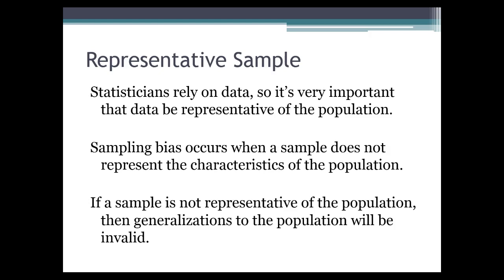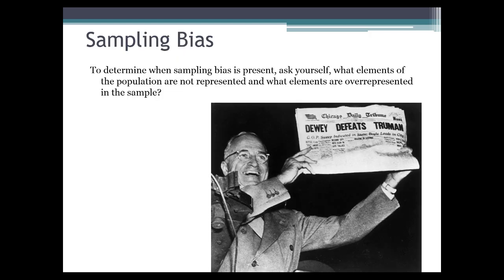Sampling bias is when you have a sample that is not representative of the population. If you have a sample that's not representative, then any inferences you want to make are not going to be valid. So the first thing, you see this picture, you may have seen this picture before.